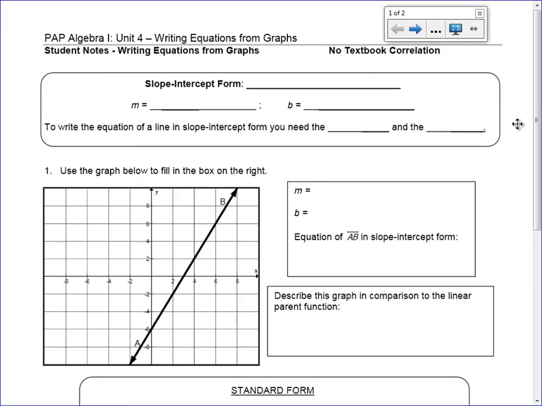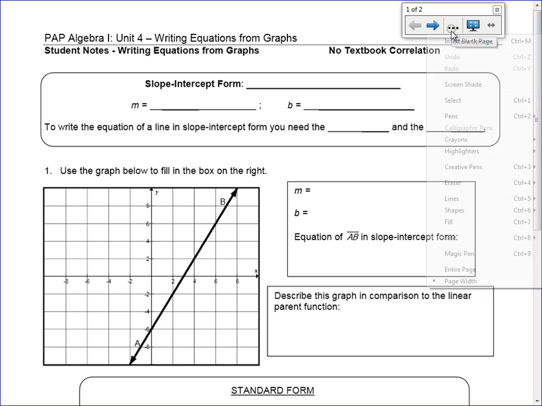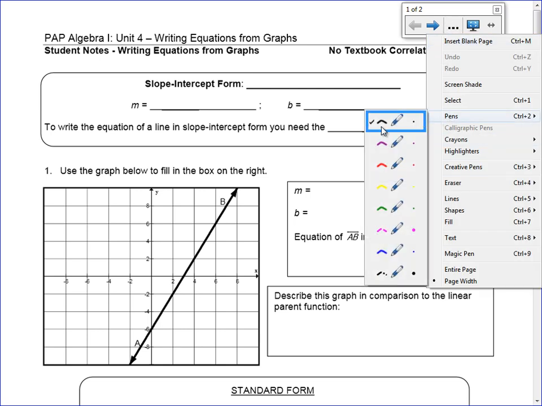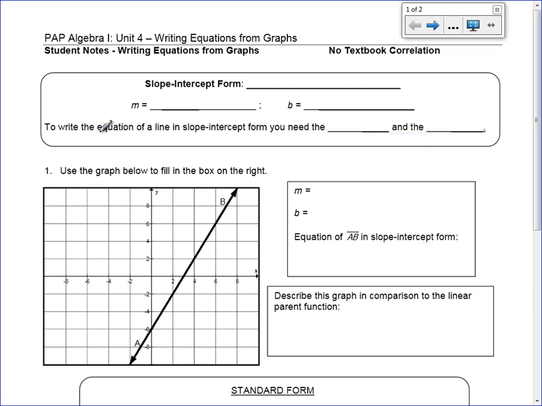Alright kiddos, today we are going to talk about writing equations from graphs, and a lot of this is going to be review because we have gone from a graph to an equation before. What's not going to be a review is the new part, because we're going to learn how to write an equation in something called standard form, and when I get there I will tell you what that means. But just to review real quick, slope-intercept form is y equals mx plus b, where m is the slope and b is the y-intercept.